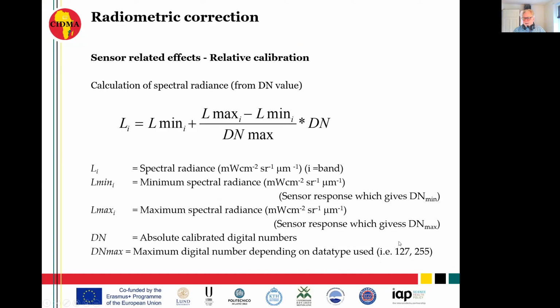So if the data have been stored using 7-bit data, I have 127 different levels that my L max minus L min can be spread out in. If they used 8-bit data, I have 256 different values, from 0 to 255.